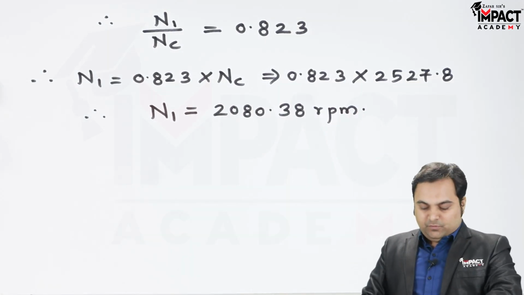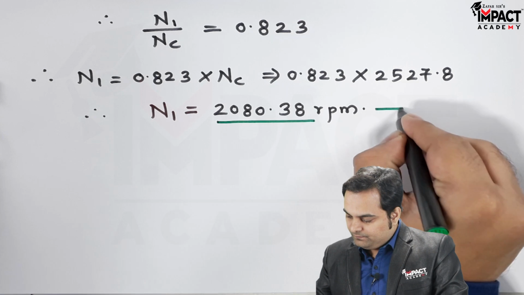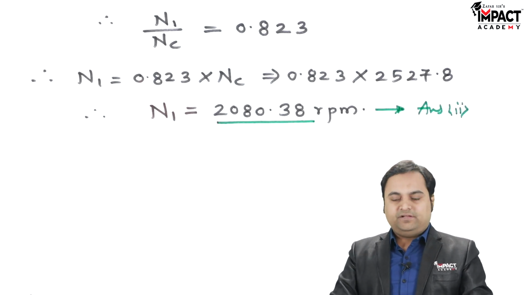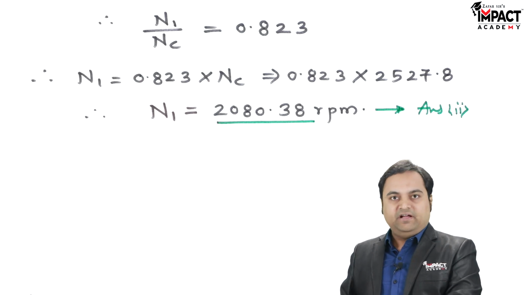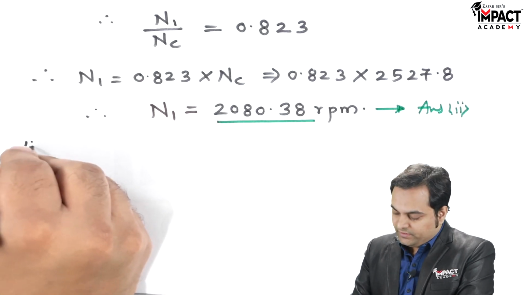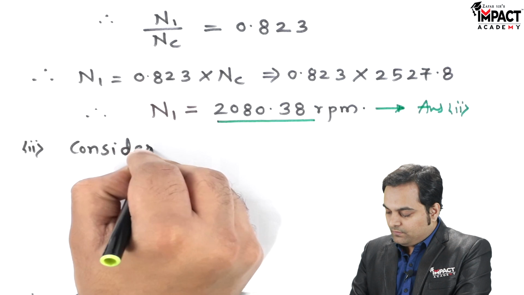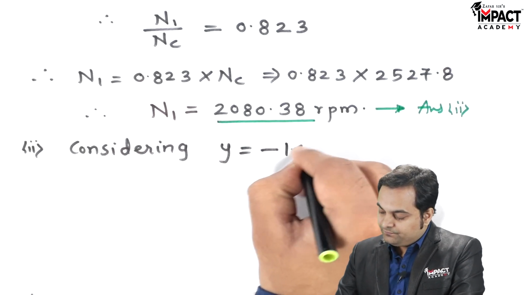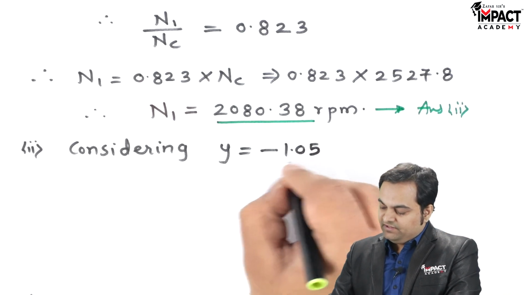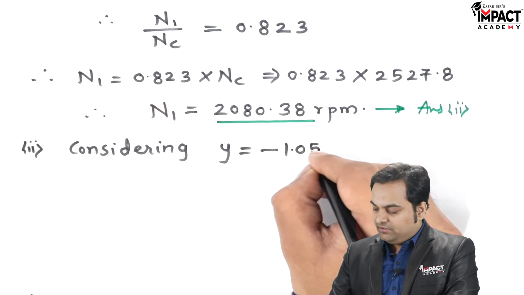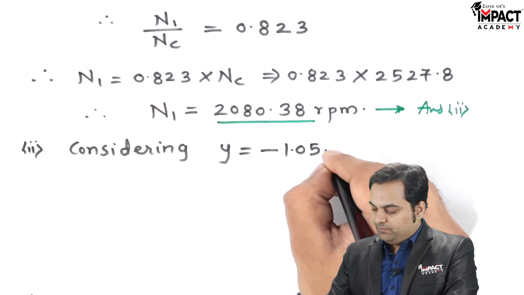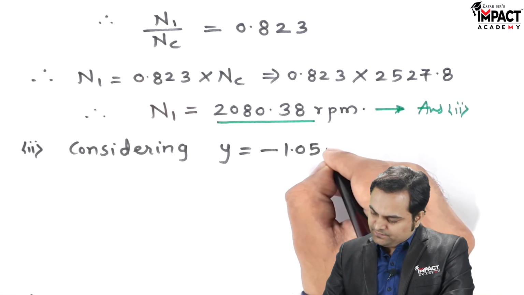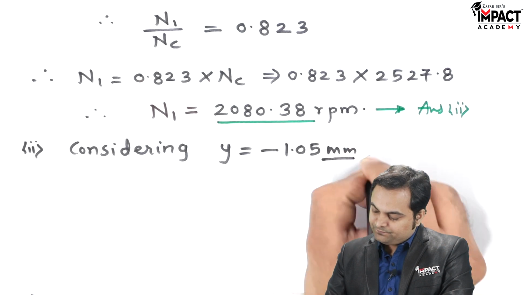So after getting n1, for the second answer, in a similar manner I am going to consider the negative value of y. So considering the y value as negative, and we have seen that if we put it even in terms of meter or mm, then also it would be fine. So I am just writing it first in terms of mm.